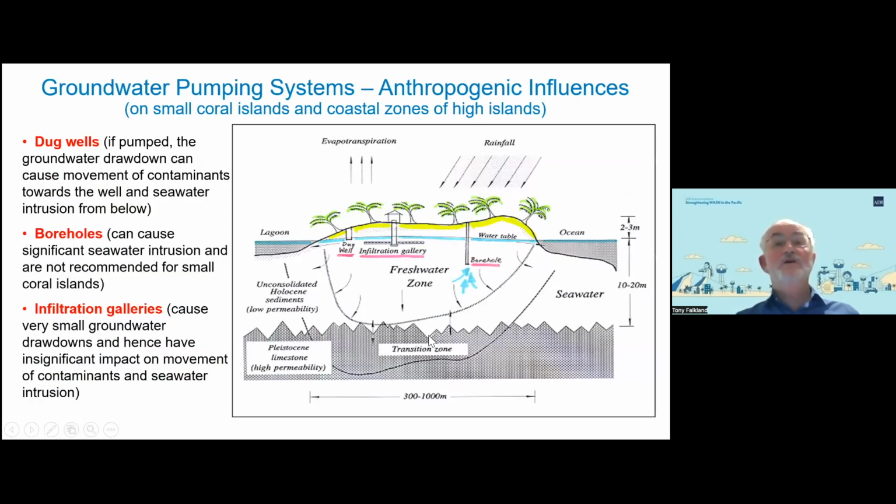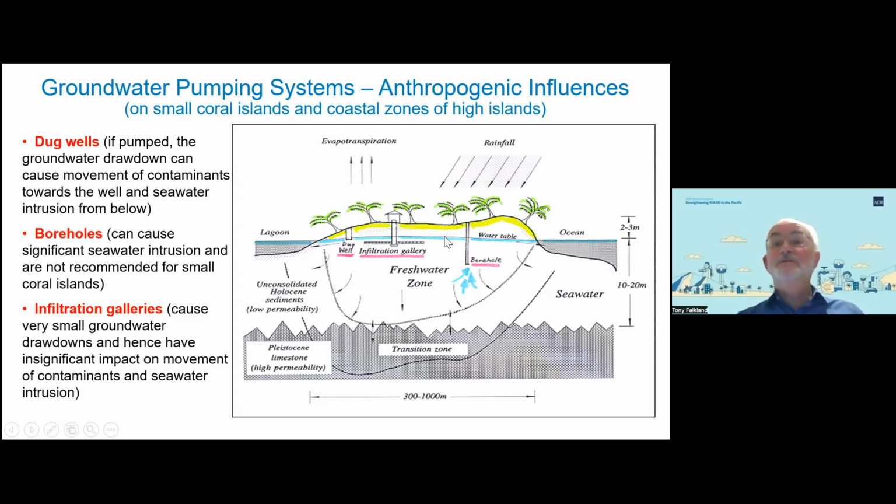And to finish off with just a brief comment on the types of extraction facilities on small coral islands, but also in coastal zones of high islands. If we look at dug wells, groundwater drawdown can cause movement of contaminants towards the well and seawater intrusion from below. The movement sideways would be dependent on the amount of the drawdown due to a pump.